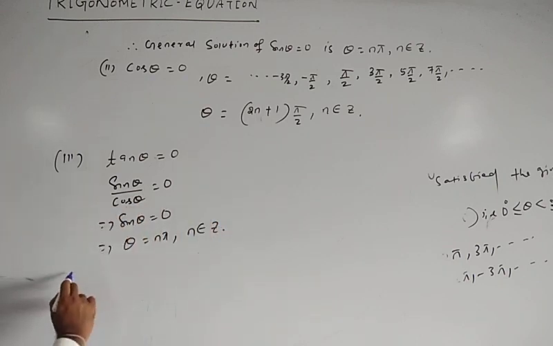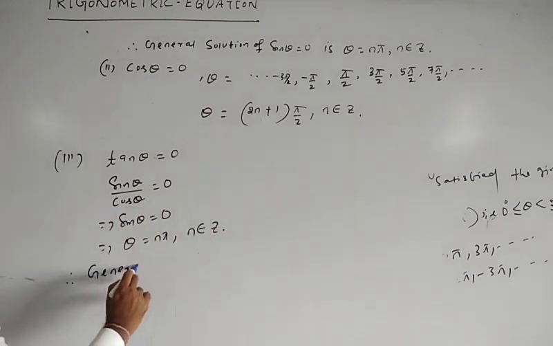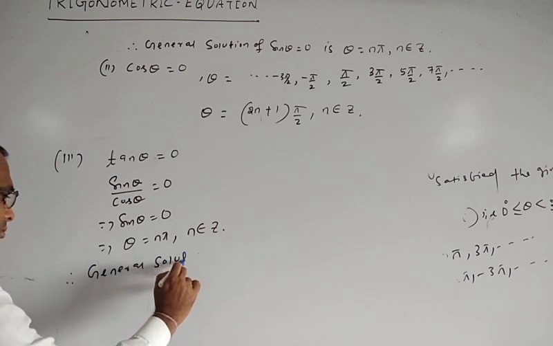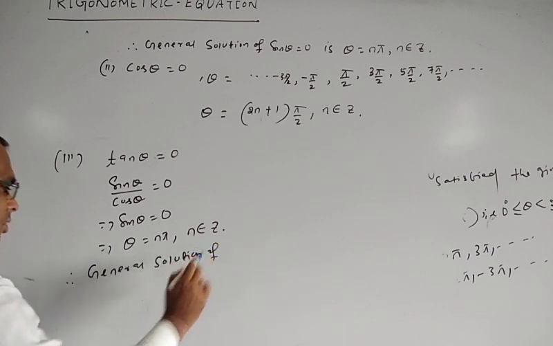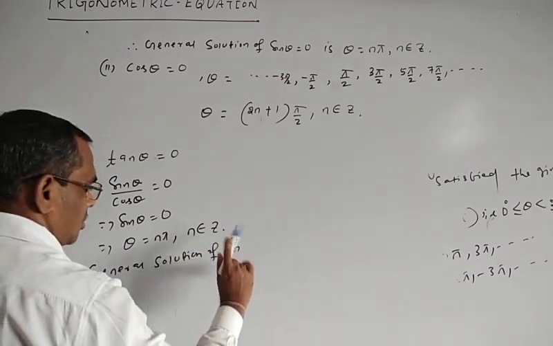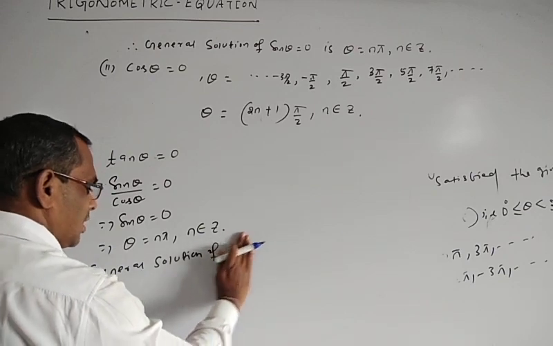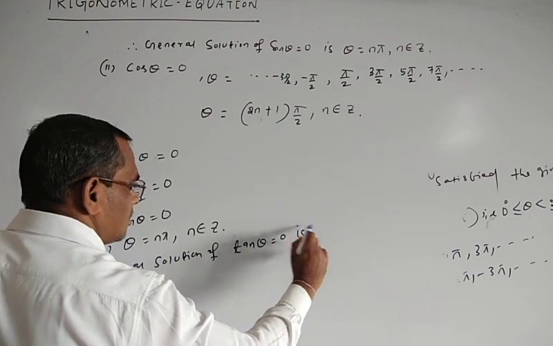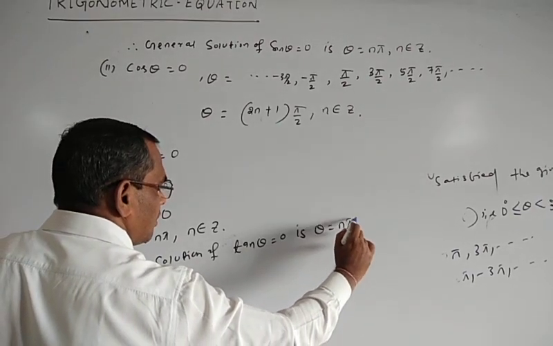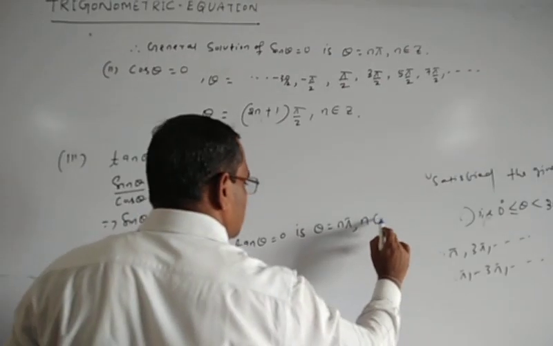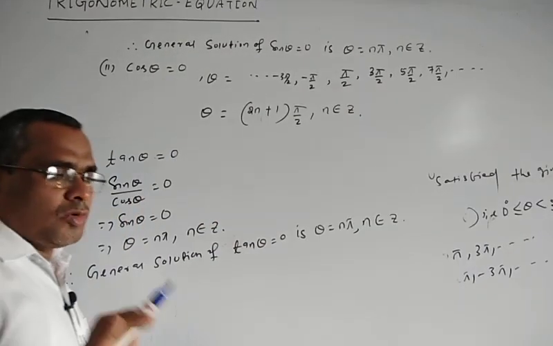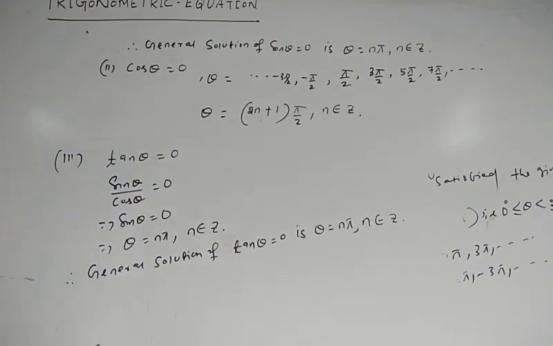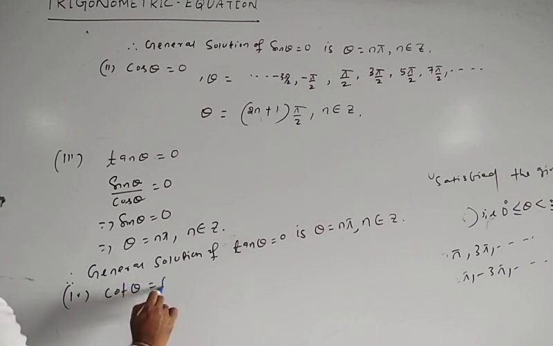Therefore, the general solution of tan theta is equal to 0 is theta is equal to n pi, where n belongs to Z set. Do you understand? Next, number 4, cos theta is equal to 0. What is the general solution of cos theta is equal to 0?